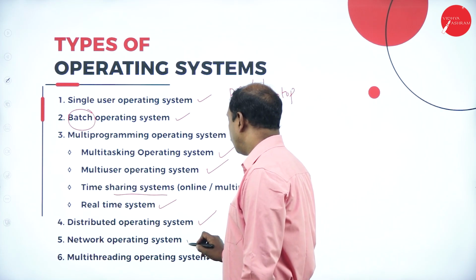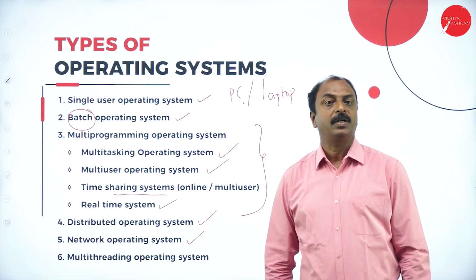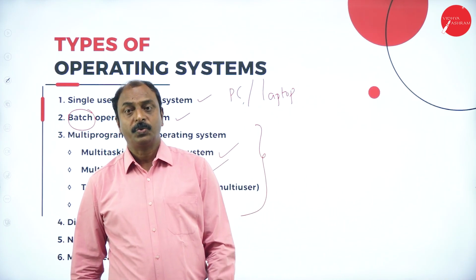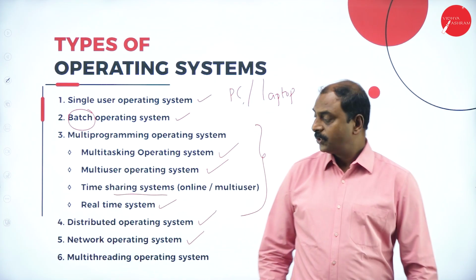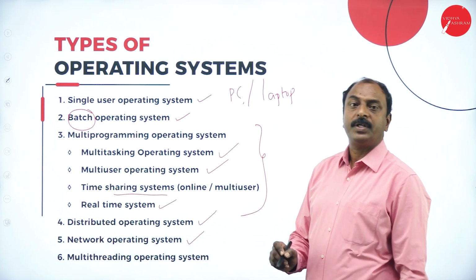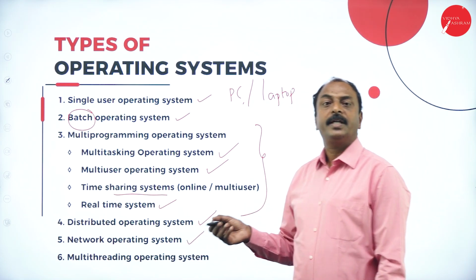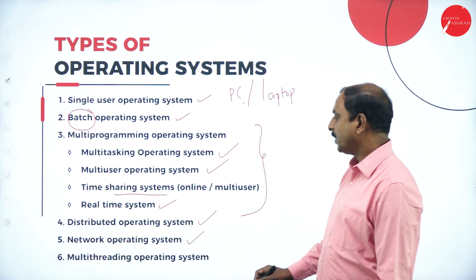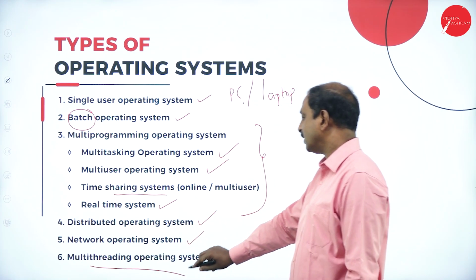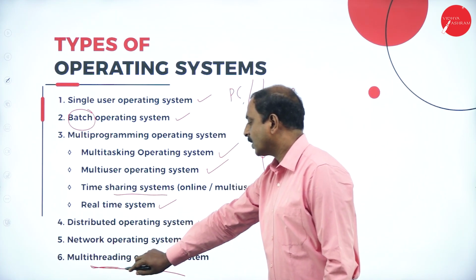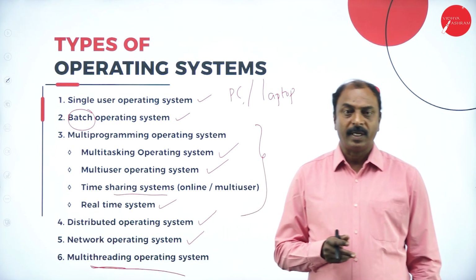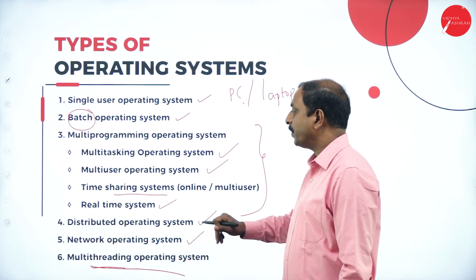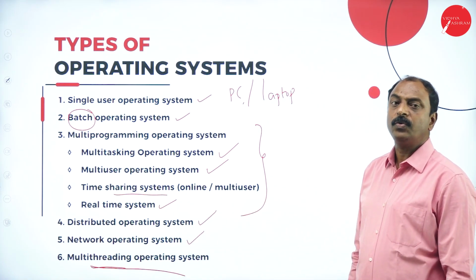Next one is the network operating system. You know what a computer network is: we connect different computers at different locations together for effective communication. An operating system which supports networking in computers is a network operating system. Next one is the multi-threading operating system. Multi-threading is the concept of sharing the same CPU time among multiple programs. That is the meaning of the multi-threading operating system. These are all different types of operating system.